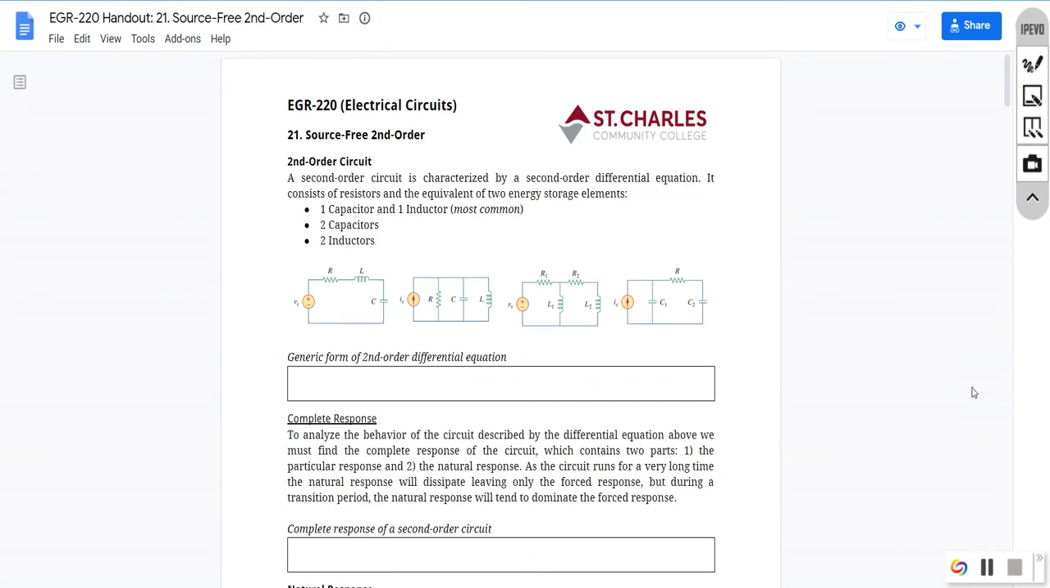Hello and welcome to section 21, second order circuits. So we're going to be introducing the equations that we use to solve second order circuits in this video.